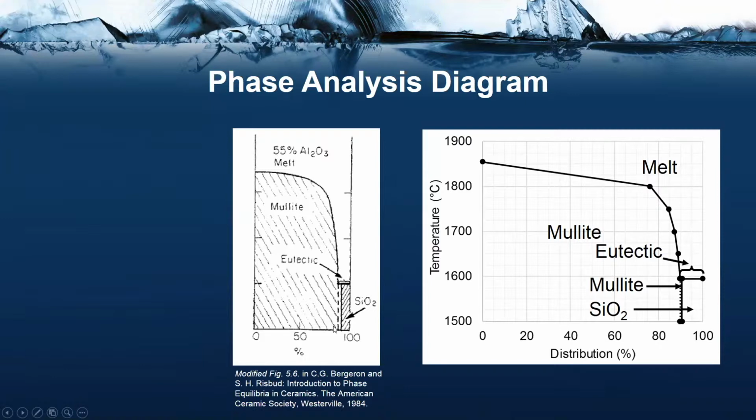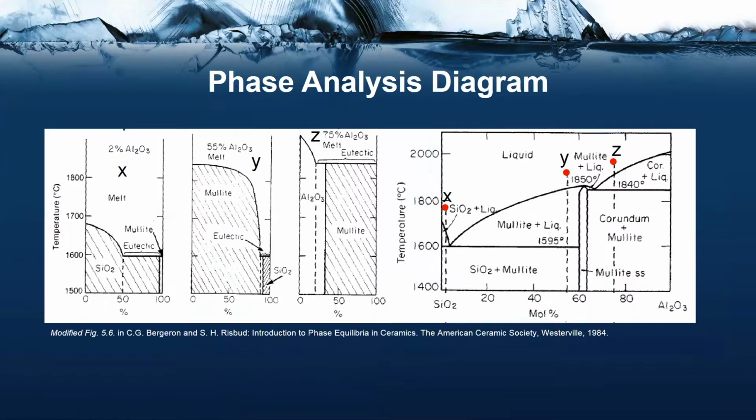So now we're familiar with how to construct these diagrams. To complete the lecture, we'll briefly look at the phase analysis diagrams of the X and Z composition from the first phase diagram presented in this lecture. So the figures in this slide show the phase analysis diagrams of the compositions marked in the SiO2-Al2O3 phase diagram. So we have the X, which is this one, and the Z, which is this one. You can see that they clearly represent what we have here.